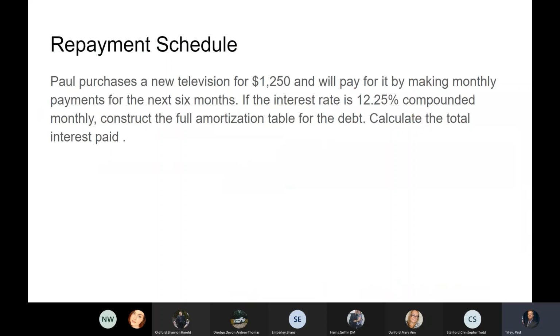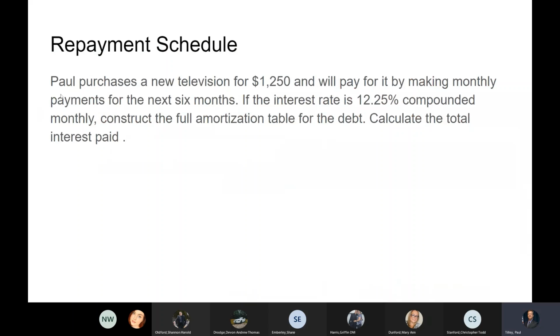We also looked at this idea of a repayment schedule. Now, I certainly won't have you do any more than 3 years. It's just too cumbersome. So this one here, though: Paul purchased a new television for $1,250 and will pay for it by making monthly payments for the next 6 months. So in other words, there's 6 iterations here.